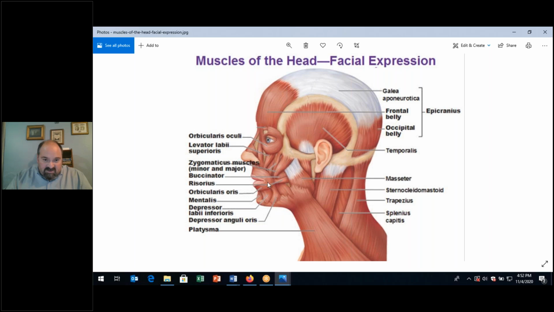You're seeing here the angle of the mouth, so here's that depressor anguli oris, right here at the angle of the mouth. Next would be the depressor labii inferioris right here. And then here would be levator labii superioris. Really it's kind of more in through here. This is called levator labii superioris.